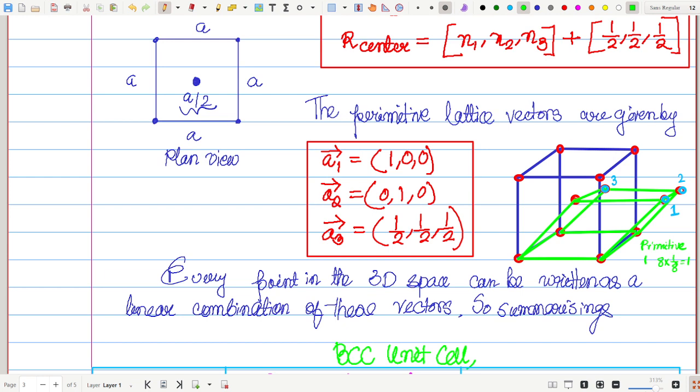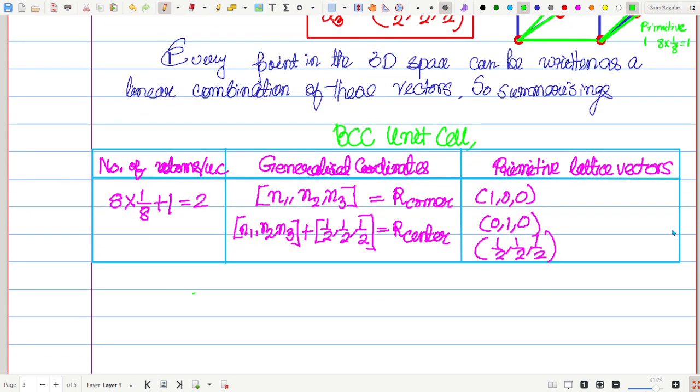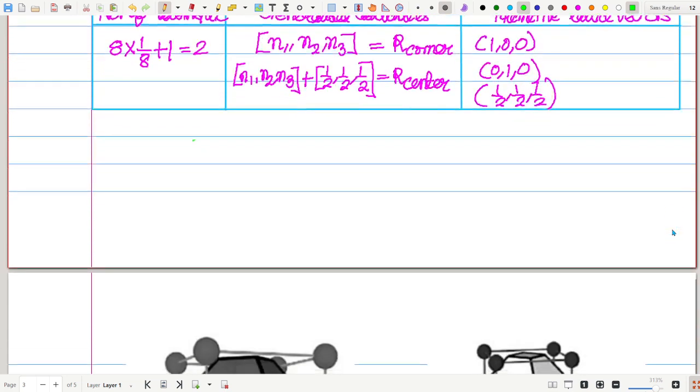The BCC, if you see, how many atoms does it have? It has 8 atoms at the corners, the red atoms. So it is 8 into 1 by 8. Each atom is shared by 8 unit cells, and in the center there is another 1. So it is 2. In one blue unit cell, there will be 2 atoms. In one green unit cell, there will be only 1 point, not atom, but 1 point. Okay, so the generalized coordinates are given by r corner and r center, and the primitive lattice vectors are given by 1 0 0, 0 1 0 and half half half.